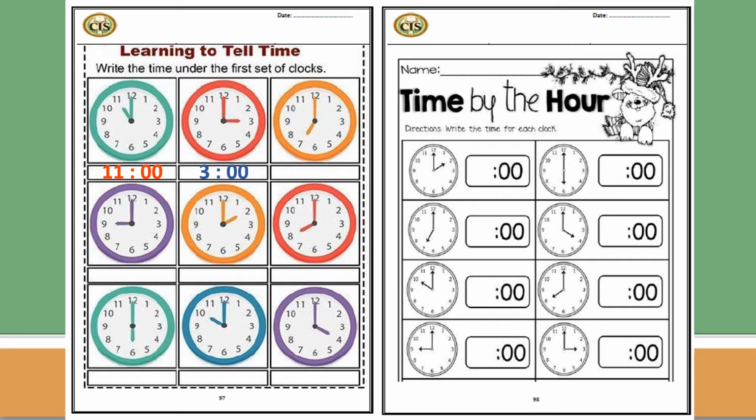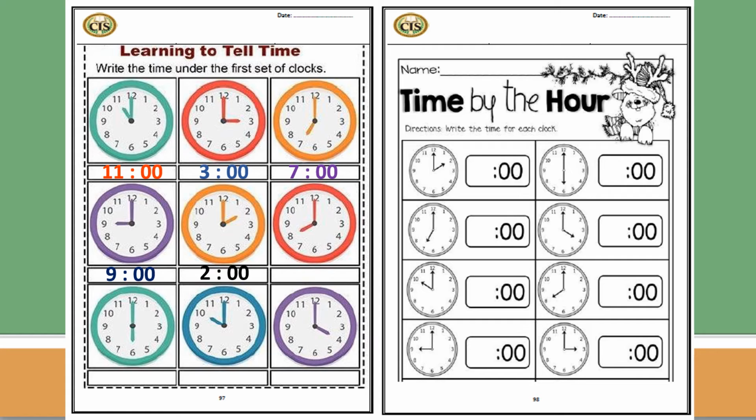Here, the short hand points to 7. The long hand points to 12. It means 7:00. Here, the short hand points to 9 and the long hand points to 12. It means 9:00, 9 hours, 0 minutes. Here, the short hand points to 2 and the long hand points to 12. In digital form, it means 2:00.